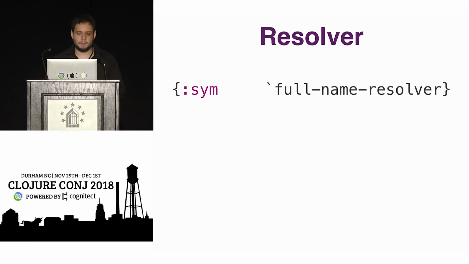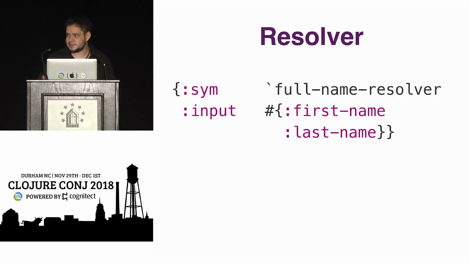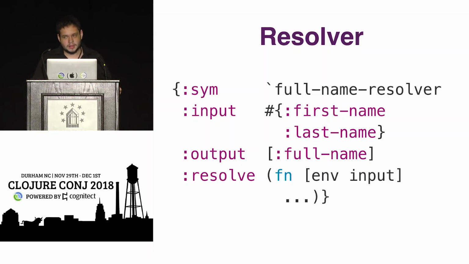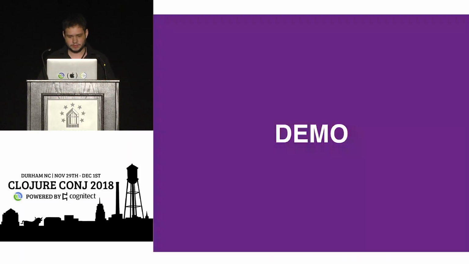A resolver is composed of a symbol that identifies the resolver, like a var, just an identification. A resolver contains an input, and the input says, this is the data I need to run. So I require a first name and last name. And the output describes what gets out. One important thing in this system is that everything is labeled. There are no positions of things, so no slots. And at the end, you have a resolve function. That's the lambda that actually does the computation and converts one thing into the next. So with that, let's go to our first demo.